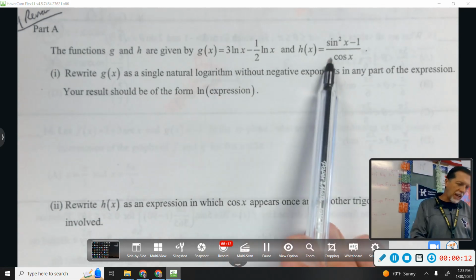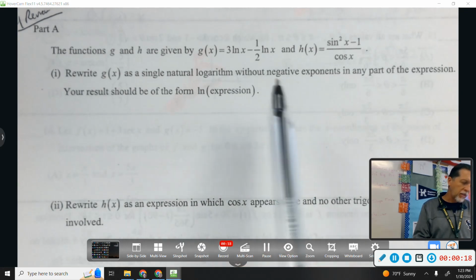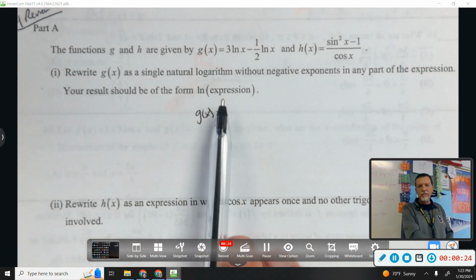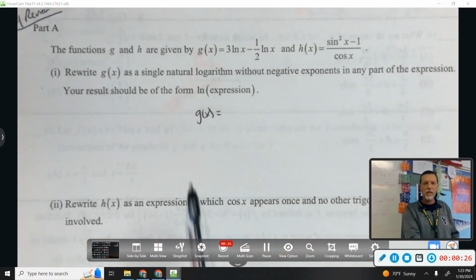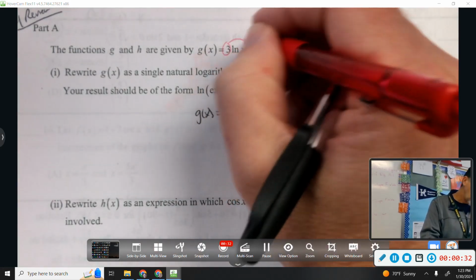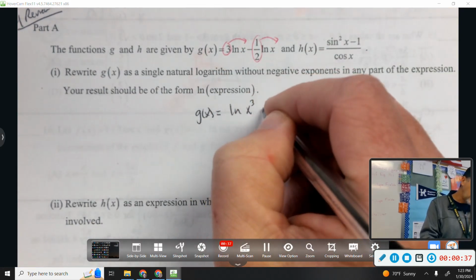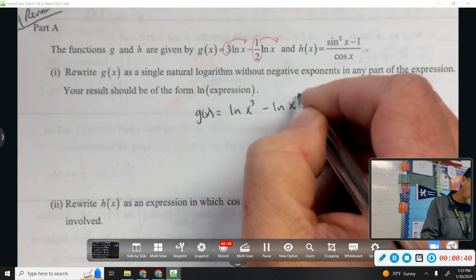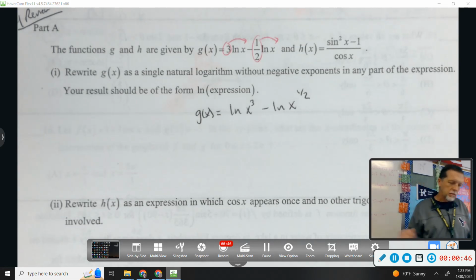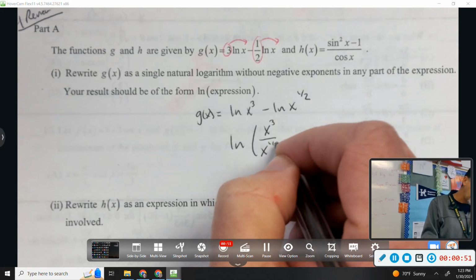Part A, we got G and H. Rewrite G as a single logarithm without negative exponents. Their final answer should be natural log of one thing, or some expression. I hope you remember that you can take those coefficients and move them up top. So natural log of x cubed minus natural log of x to the 1/2. And then we can condense that down to x cubed over x to the 1/2.